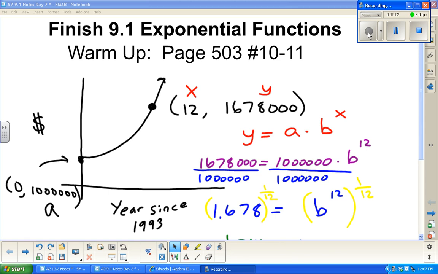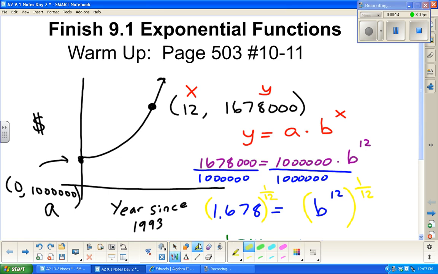Okay, this will be the second and final part of section 9.1 for Algebra 2, finishing up with the exponential functions. This was a warm-up I had done. It was just from the textbook, actually, page 503, numbers 10 and 11.